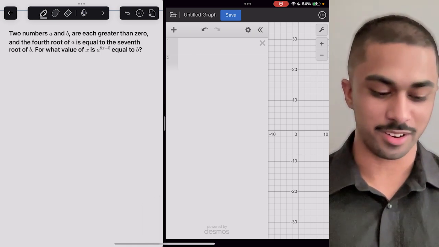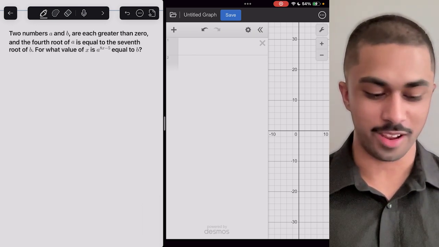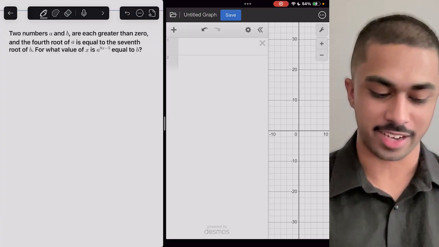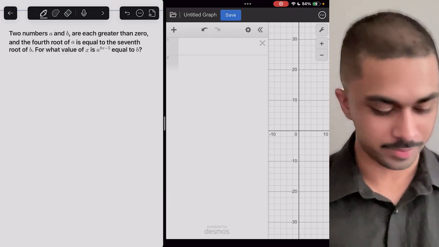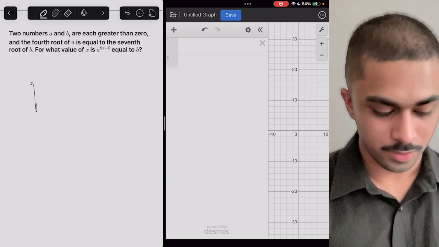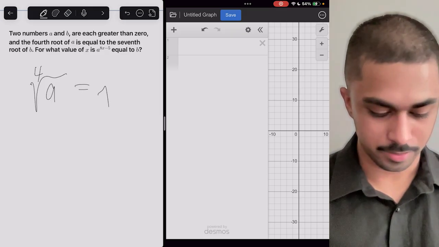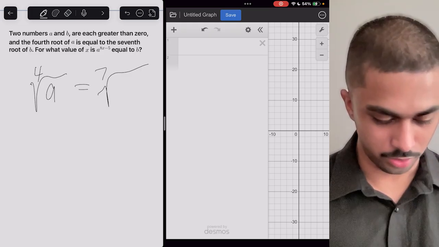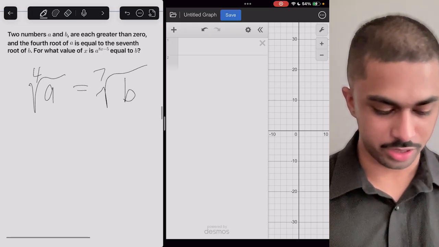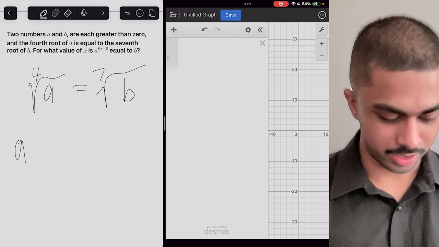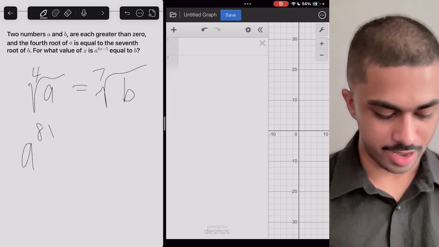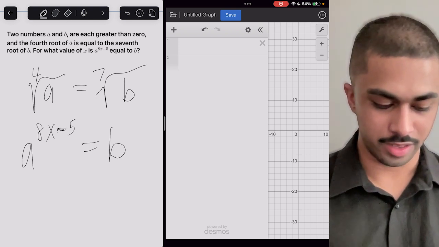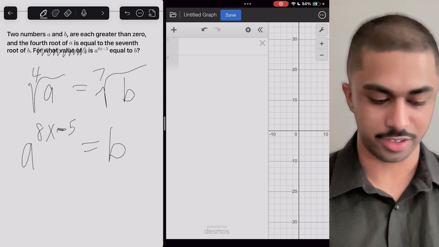Two numbers, a and b, are each greater than 0, and the fourth root of a is equal to the seventh root of b. For what value of x is a to the power 8x minus 5 equal to b? So a lot of you guys probably got this equation. So the fourth root of a is equal to seventh root of b. Now the second equation is a little bit harder, but that's okay. So a to the power 8x minus 5 is equal to b. This is the second equation. This part, like for what value of x, is kind of there just to throw you off.